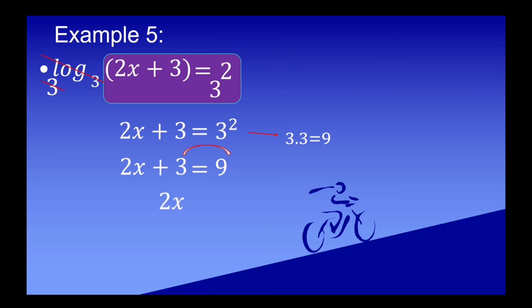Then copy 2x, then transpose 3 sa kabilang side. So 9 minus 3. Then 2x is equal to 6. Then divide both sides by 2, okay, para makuha natin yung value ng x. So x, then 6 divided by 2 is 3. So that is our value of x. x is equal to 3.